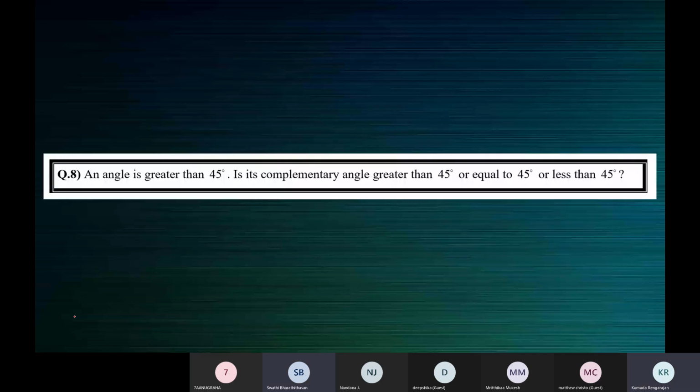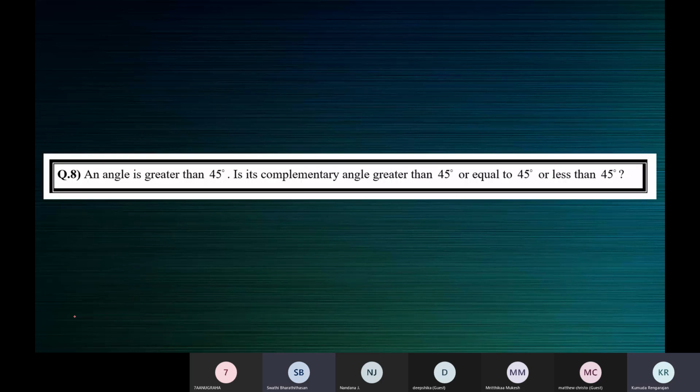Okay, let me take another example. Let the angle be 46. What will be the complement of 46? The complement of 46 is 44 degrees. Now is 44 less than 45? Yes, ma'am. So when an angle is greater than 45 degrees, its complement will always be less than 45 degrees.